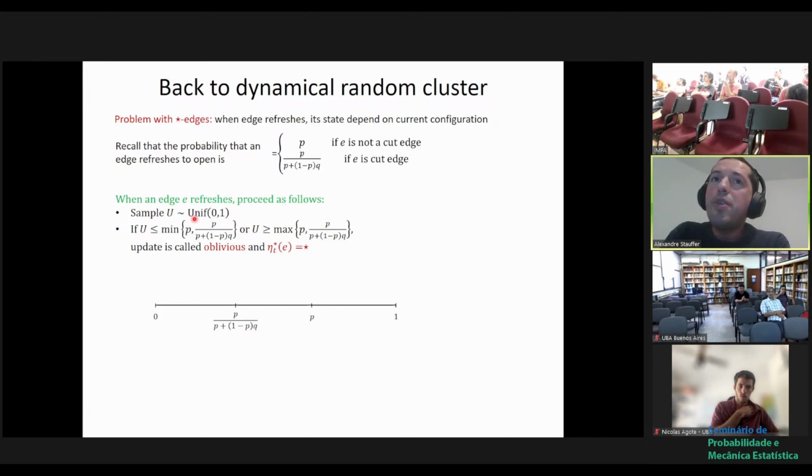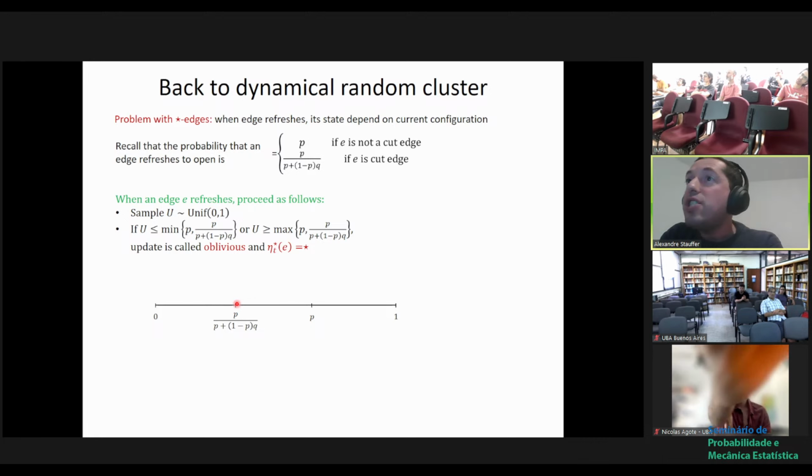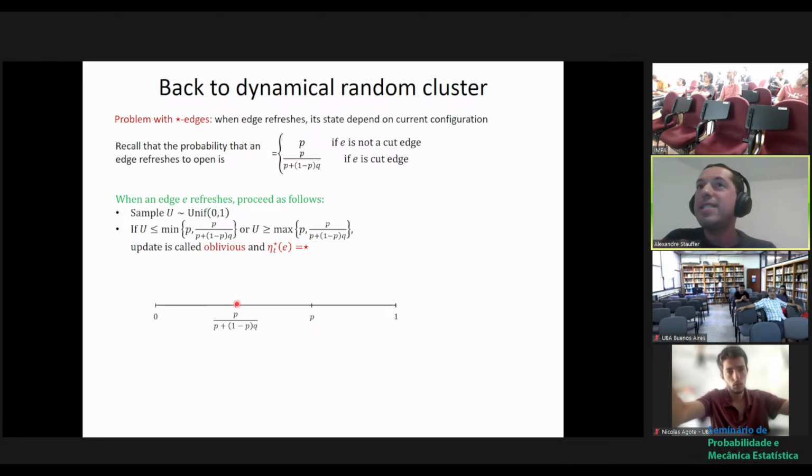First, we sample a uniform 0-1 random variable, u, independent of everything else. And down here, I'm just showing you the interval 0-1 for a sketch. And we look at the configuration. If the edge is a cut edge, then we know it's open if u falls to the left of p over p plus 1 minus pq. But if the edge is not a cut edge, then it's open if u falls to the left of p. In either case, if u falls to the left of p over p plus 1 minus pq, the edge is open regardless of whether it is a cut edge or not.